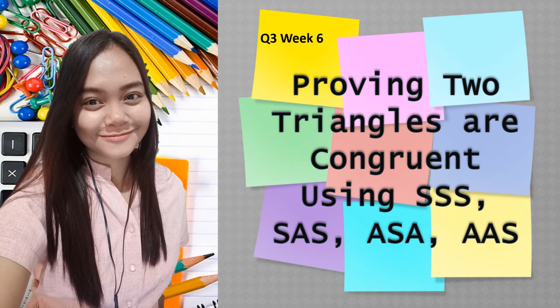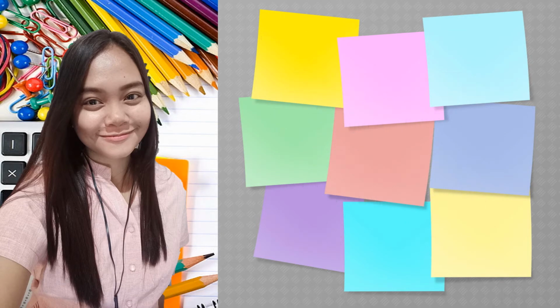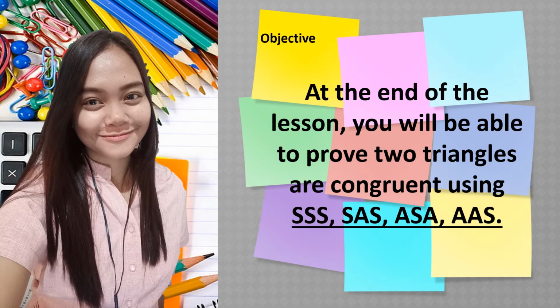So, sa pagpapatuloy ng ating discussion about proving two triangles are congruent using SSS, SAS, ASA, and AAS para sa quarter 3, week number 6. So, meron na akong na-upload na previous video about this. So, more examples pa tayo. So, ang objective natin is just the same from the previous video. At the end of the lesson, you will be able to prove two triangles are congruent using SSS, SAS, ASA, and AAS.